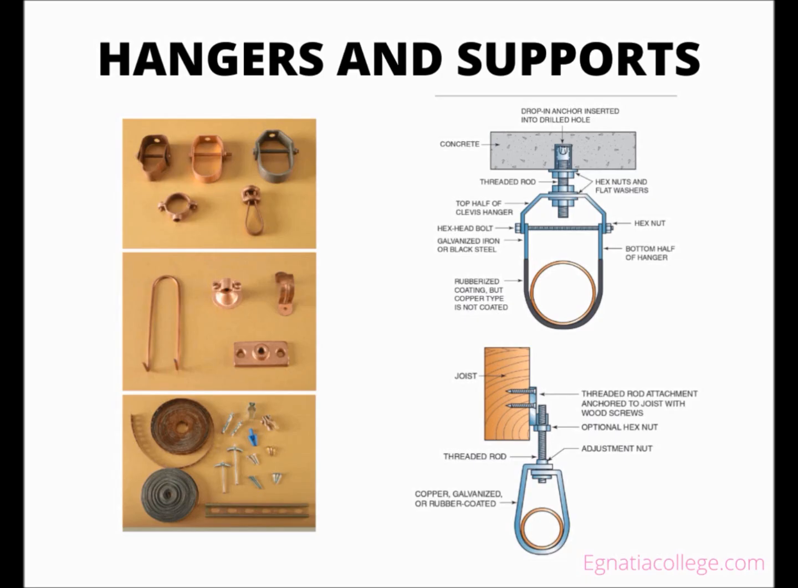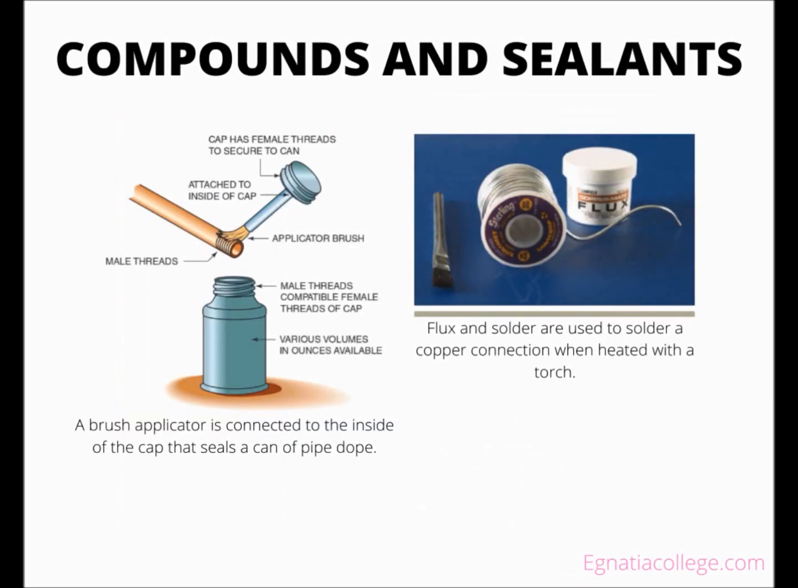Compounds and sealants. A compound used for threaded connections, known as pipe dope, is applied only to the external portion of a male thread before screwing it into a compatible female threaded fitting. A sealant known as Teflon tape that provides the same watertight connection as pipe dope is also used for threaded connections. Flux is a paste used for soldering copper tube.